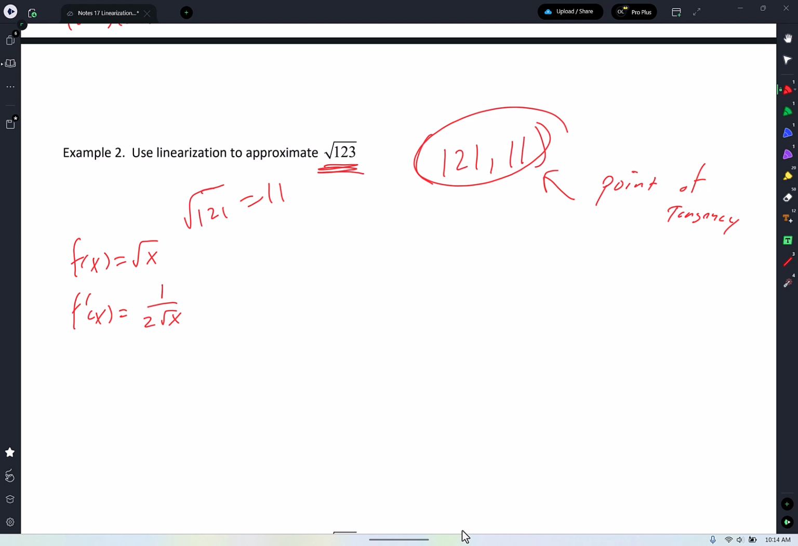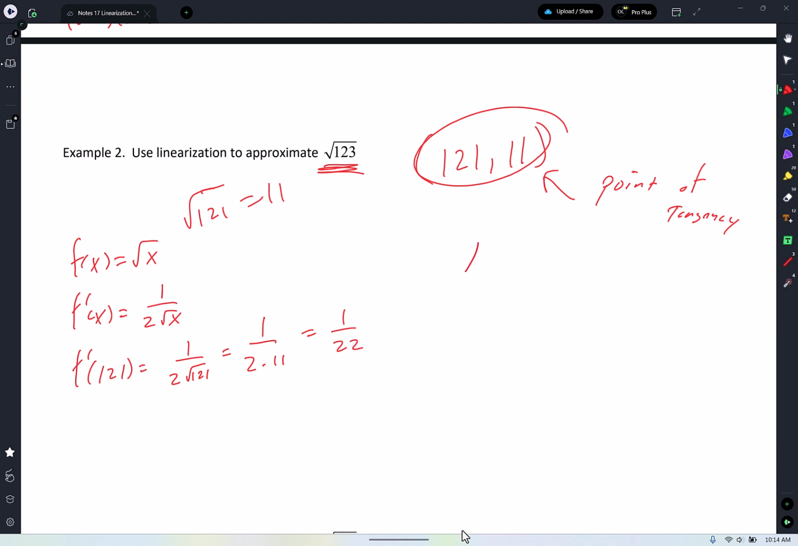Come on, focus, guys. So f prime of 121 is 1 over 2 square root of 121, which is 1 over 2 times 11. 1 over 22. That's your slope. Is everyone okay so far?